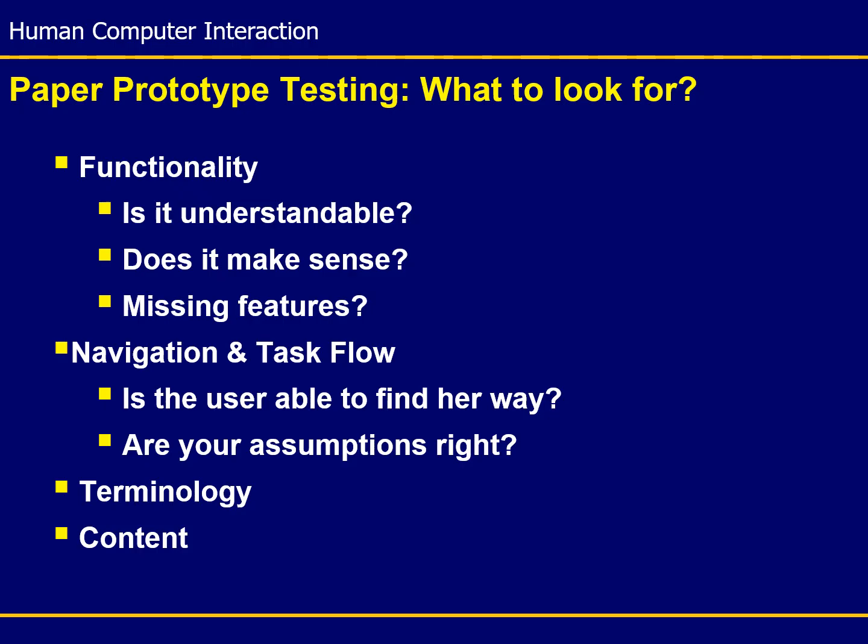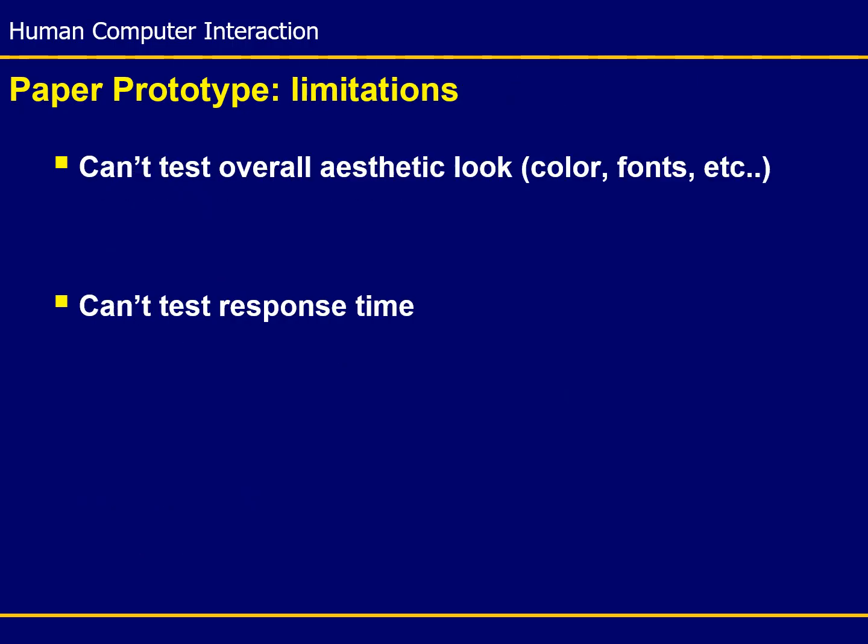Okay. Now you could also test content. Is this what the user would like to see or not? Okay. So all of these are things you can test. What are the limitations? Obviously, anything related to the visuals and the aesthetics is out of the question, because this is printed on paper. It's not an LCD. It does not have the same resolution or brightness as an LCD, so you cannot test that.